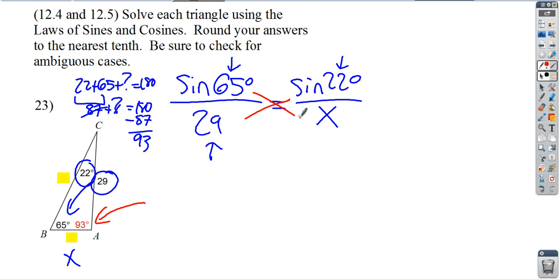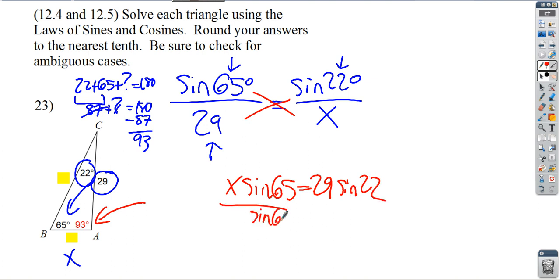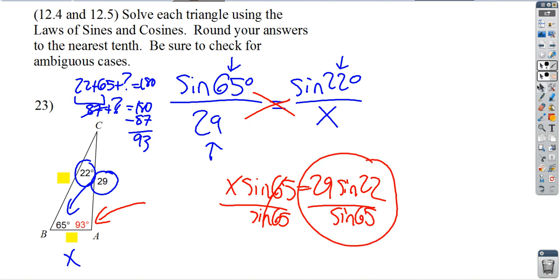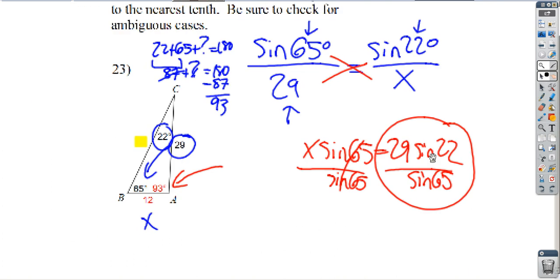Okay, let's cross multiply. So we get x times sine 65, and that's going to equal 29 times sine 22. We can solve for x by dividing by the sine of 65. And so x, that unknown side, is going to equal this number right here, rounded to the nearest tenth. And that turns out to be 12. Okay, let's get the very last one.